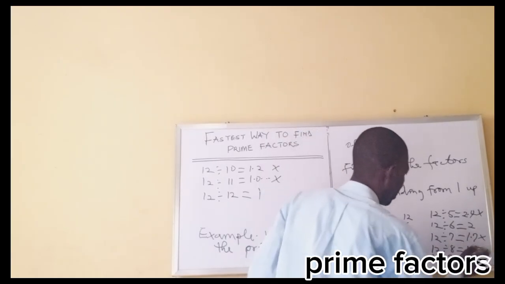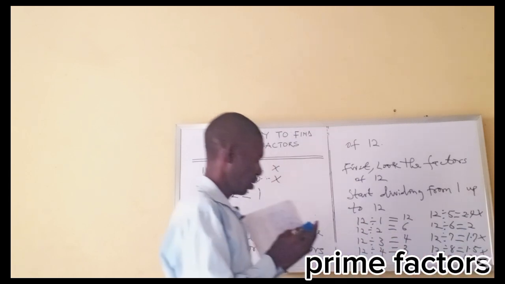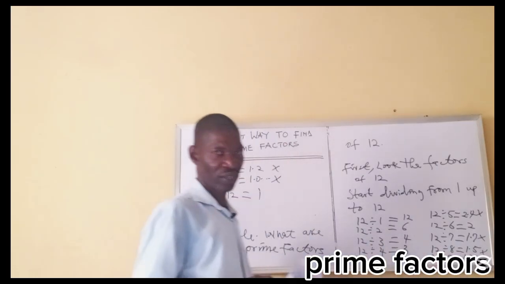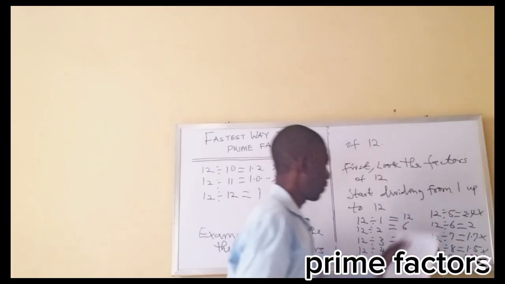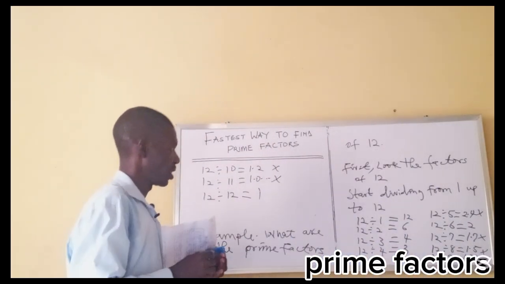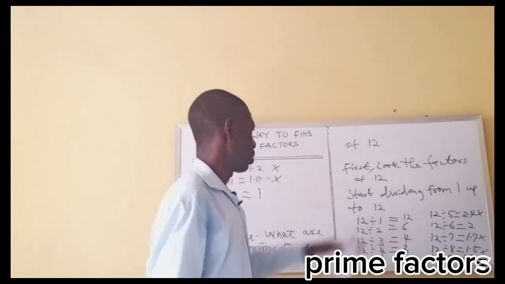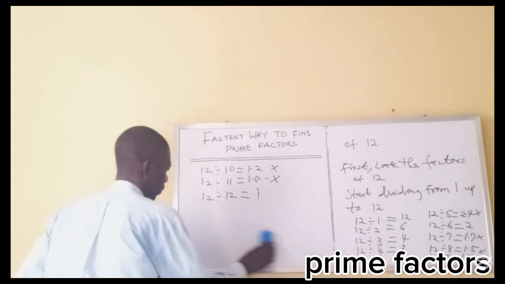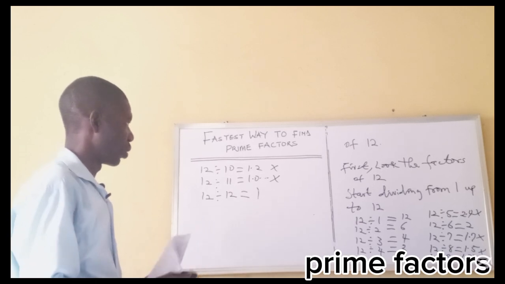8 as well has disqualified this as a factor of 12 because it's giving us a decimal place. Also 9 is giving us a decimal place. Hope you are following. So all these numbers that are giving us decimal places, they are not the factors of 12. Hope you are following. Now, we have gotten the factors of 12.